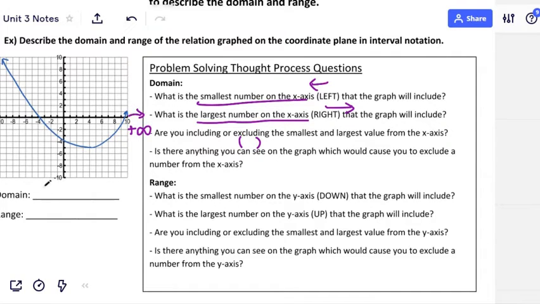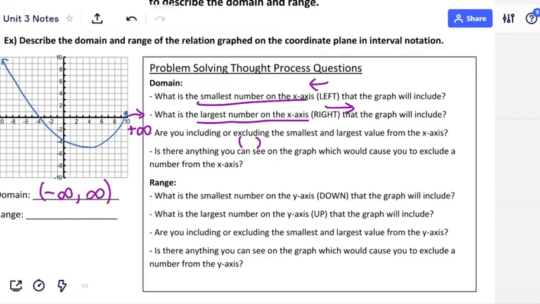So I'm excluding my smallest value, which is negative infinity. I'm excluding my largest value, which is positive infinity. So my domain would be from negative infinity to positive infinity. Now moving on to the range.